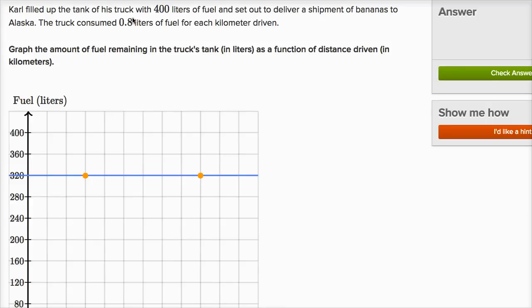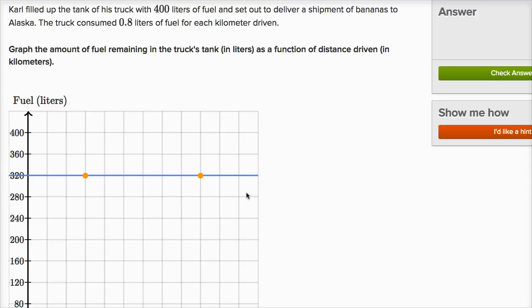Carl filled up the tank of his truck with 400 liters of fuel and set out to deliver a shipment of bananas to Alaska. The truck consumed 0.8 liters of fuel, or 0.8 of a liter of fuel, for each kilometer driven. Graph the amount of fuel remaining in the truck's tank in liters as a function of distance driven in kilometers.